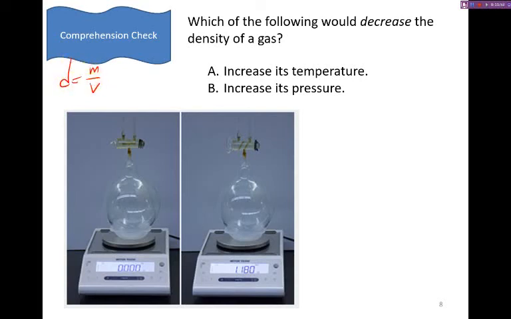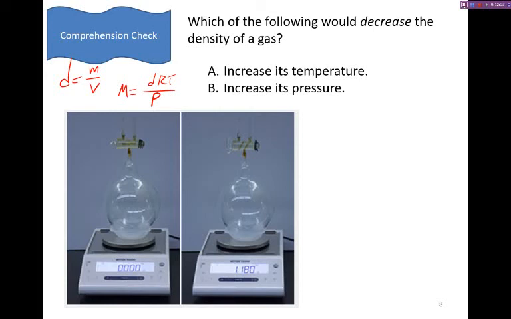Then, using the relationship that we described already, molar mass equals density times RT over P. If you know the temperature and you know the pressure, we can then find the molar mass, which allows us to identify the gas. So here's a conceptual question. Pause the video now and think about what would decrease the density of the gas, either increasing its temperature or increasing the pressure.